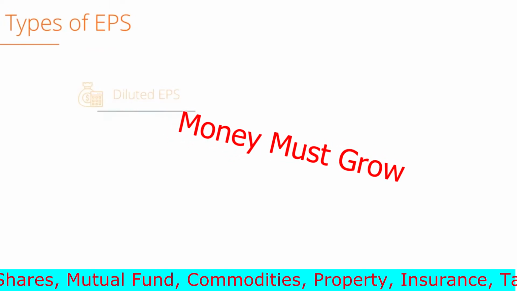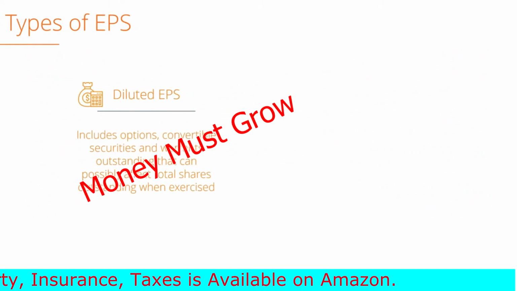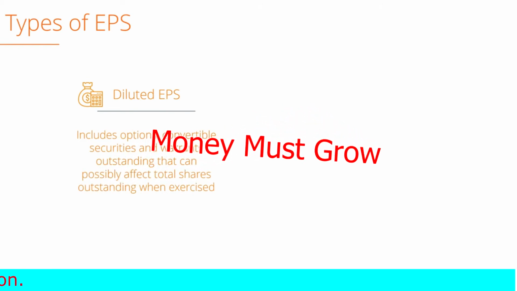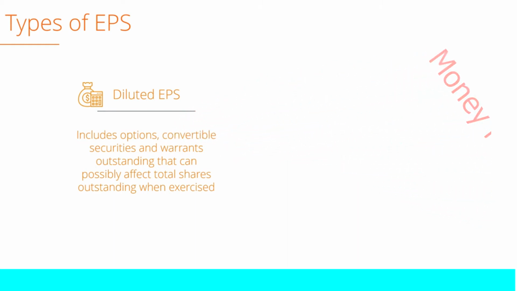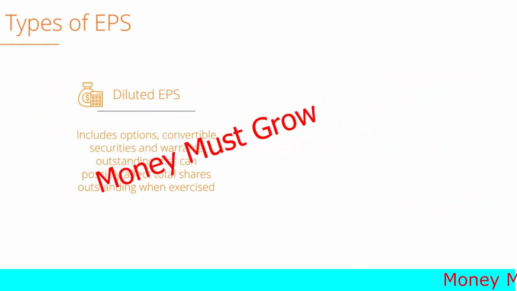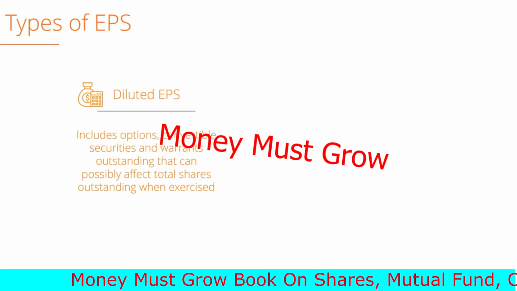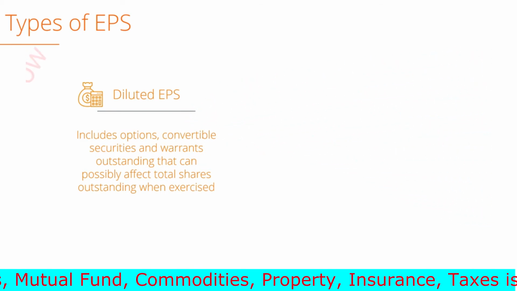Let's look at the different types of EPS. The examples before were basic earnings per share, but we can also calculate diluted earnings per share, where we take into account the dilutive effect of options, warrants, and other convertible securities that will increase the number of shares outstanding. Remember, if we hold net income constant and increase the number of shares outstanding, earnings per share goes down.